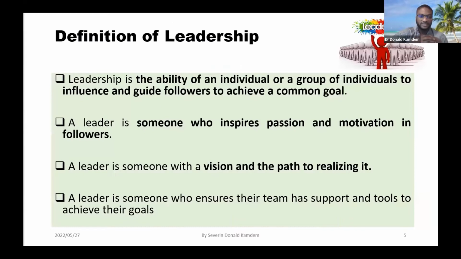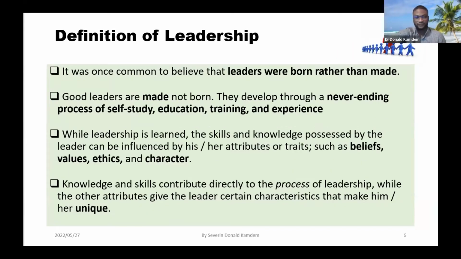So leadership is the ability of an individual or a group of individuals to influence and guide followers to achieve a common goal. Followers are people that you lead, and you have to be someone who inspires passion and motivation in them. Someone with a vision and a path to realize that. As a leader, you should make sure that your team has all the support and tools needed to achieve the goal.